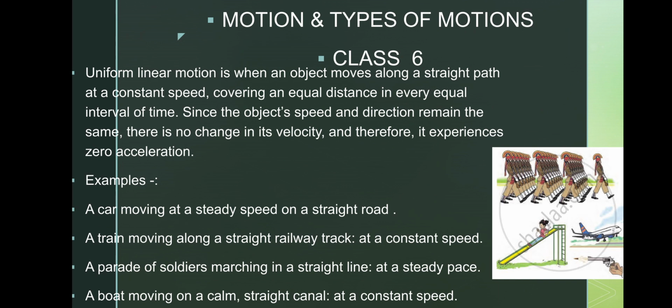Now, examples of uniform linear motion. A car moving at a steady speed on a straight road. A train moving along a straight railway track at a constant speed. A parade of soldiers marching in a straight line at a steady pace. A boat moving on a calm straight canal at a constant speed. So these are some of the examples of uniform linear motion.